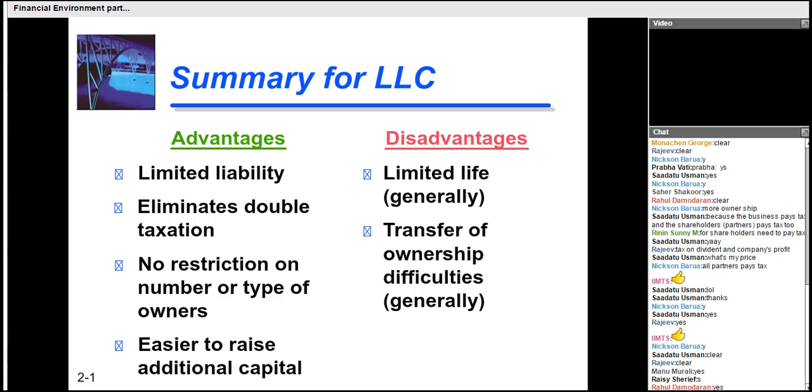Now the disadvantages: limited life. Generally it is limited, but if it is taken over by a son or through inheritance, the life may be longer, but still it is limited as compared to the corporation world. Clear? Transfer of ownership is also difficult generally, because you have to get the consent of other partners. If they do not agree, you cannot transfer the ownership. That's why it is difficult as compared to the corporation. Clear?